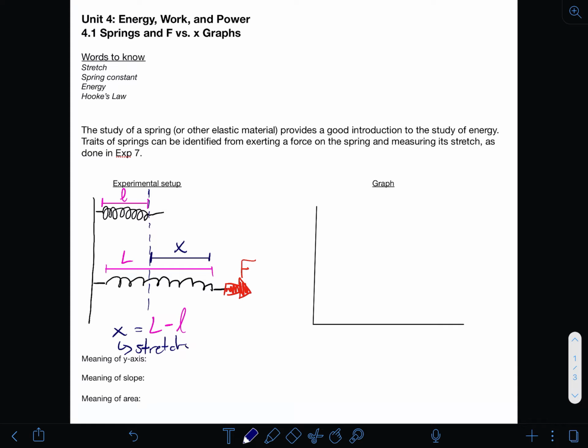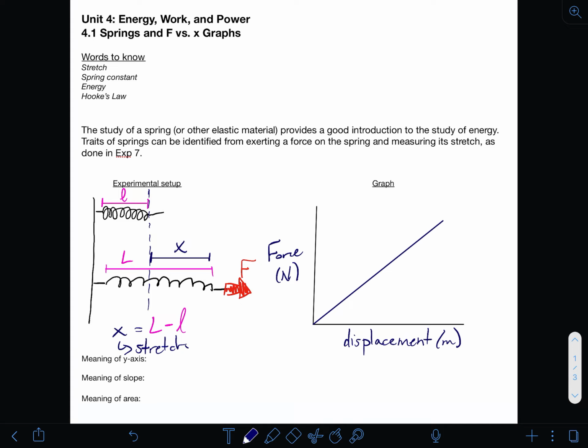So what did we do in this lab? We took a whole bunch of data where we applied forces to springs. We measured that in newtons. And we measured that resulting stretch, which is often called the displacement of the spring. And what we end up getting is a linear relationship between these two things.